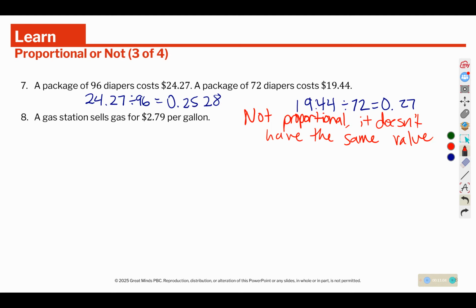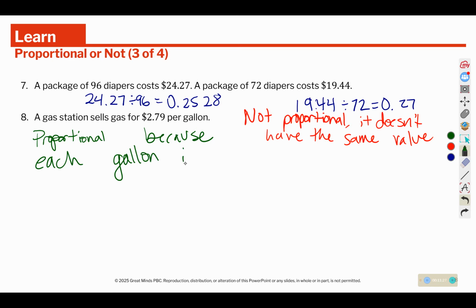A gas station sells gas for $2.79 per gallon. This one is proportional because every gallon costs the same amount. So that value, that constant of proportionality, is 2.79. Each gallon costs $2.79.